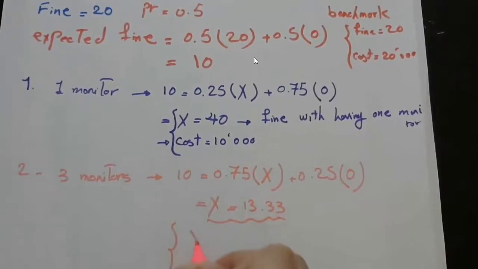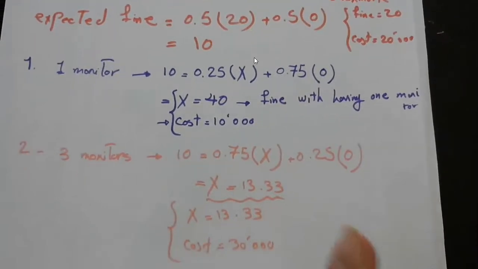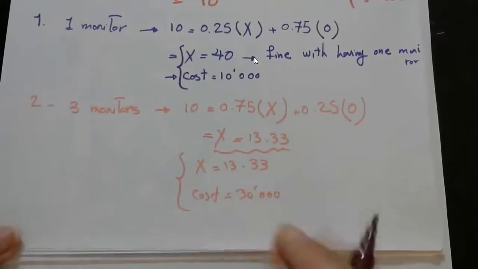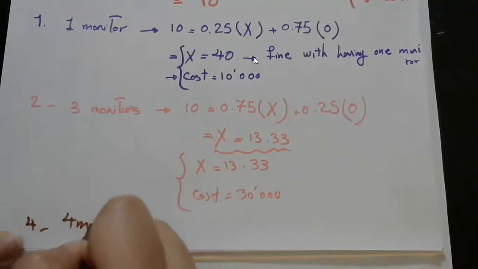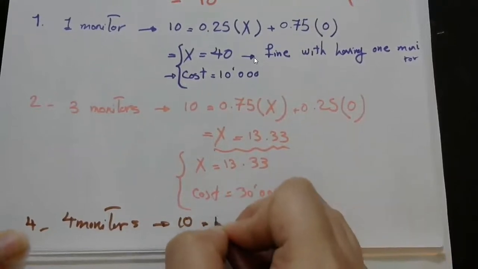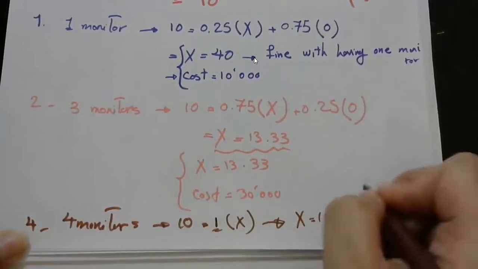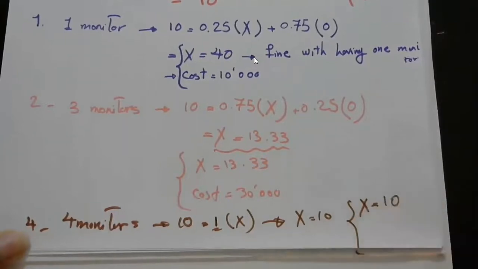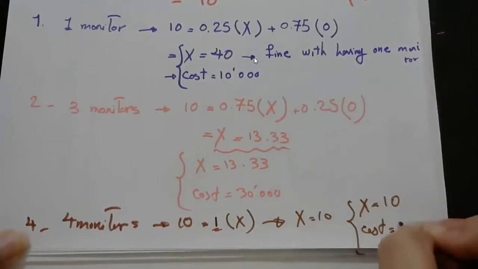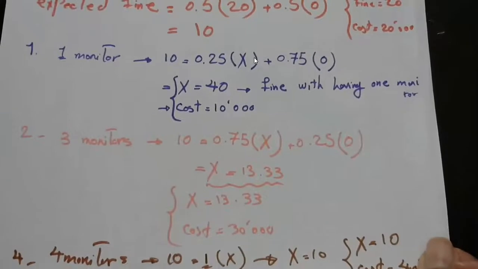So this is the fine for the second scenario. So that's why again I write that the fine in this scenario is 13.33. And how much is the cost? So and then we move to the last option. The last option is where we have four monitors. Four monitors, the expected fine is 10, and then the probability is 1. How much is the X? X is supposed to be 10, the fine. So it means that in the last situation, fine is 10, and the cost is 40,000.